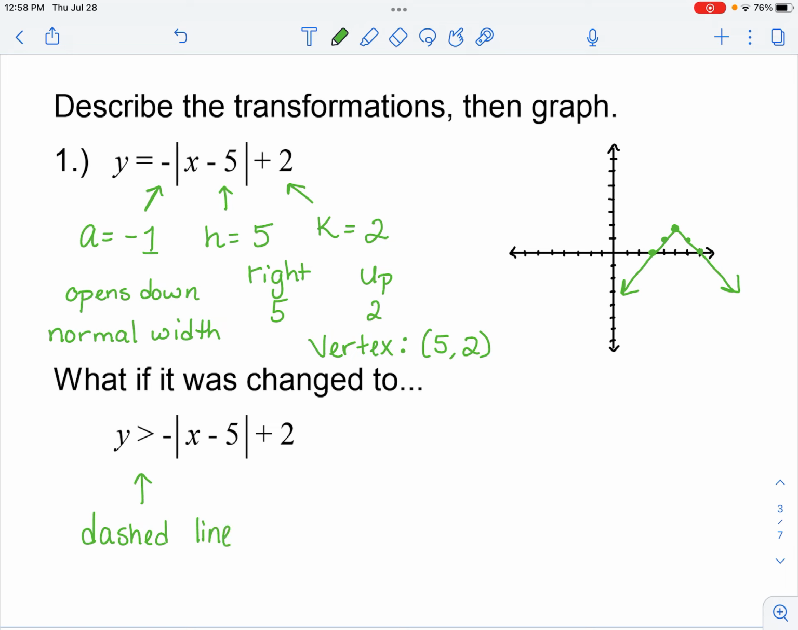Okay, and now it says y is greater than the absolute value function. Y is greater than means shade above. So that's how it'll be different.